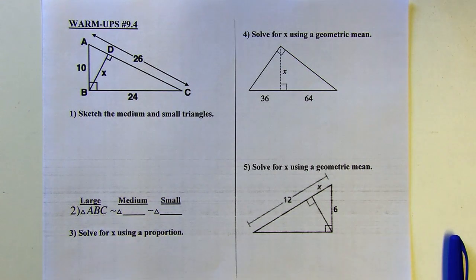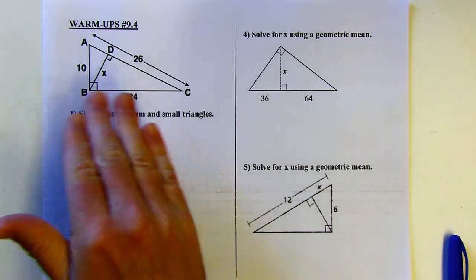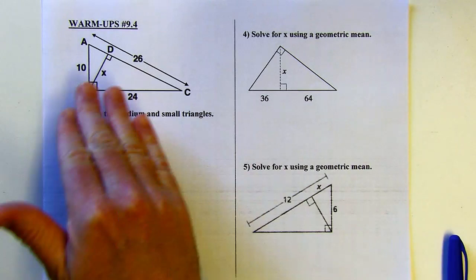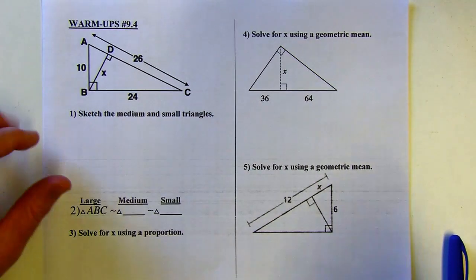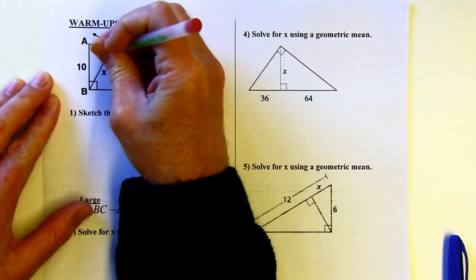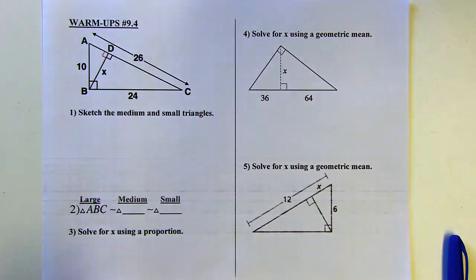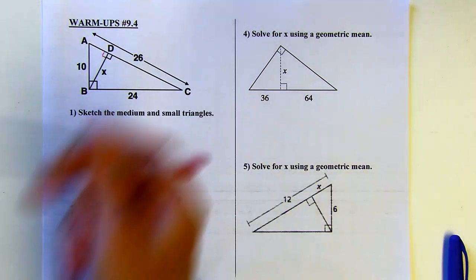Okay, here is warm up 9.4. So I've got this diagram. I've got a big right triangle that is cut up into two smaller right triangles. Since this is a right angle here, this would be a right angle as well, right? Okay, because that line's perpendicular to this.